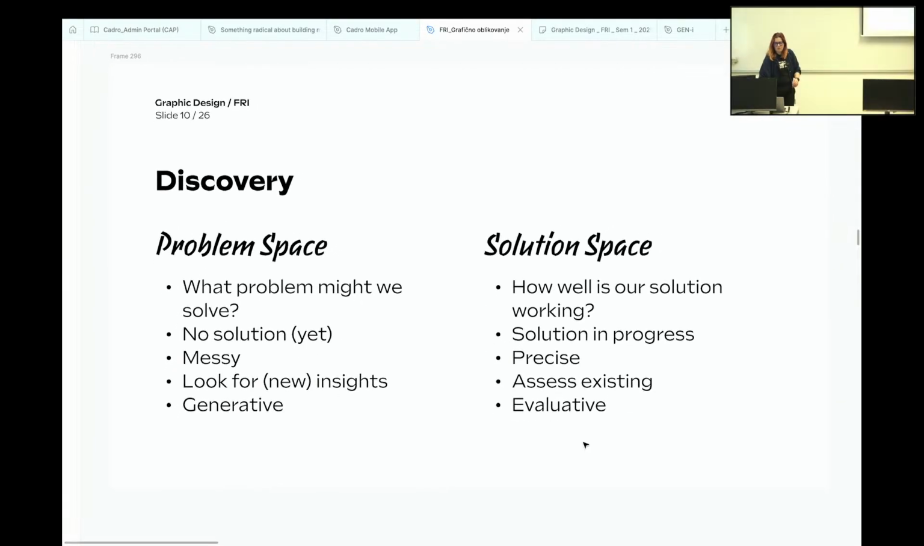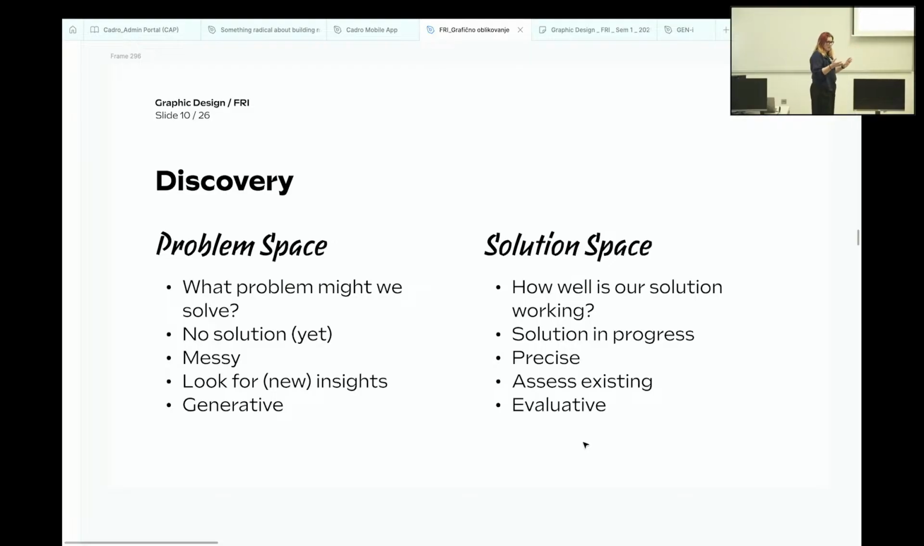Okay, so if we go back to the difference between problem space and solution space: in problem space we are discovering what problem we might solve. And in solution space we're trying to assess how well our solution is working. So how well have we done, how well have we thought about it, how well is this already underway, meaning that we already have a solution that is in progress. That's why it's also more precise.